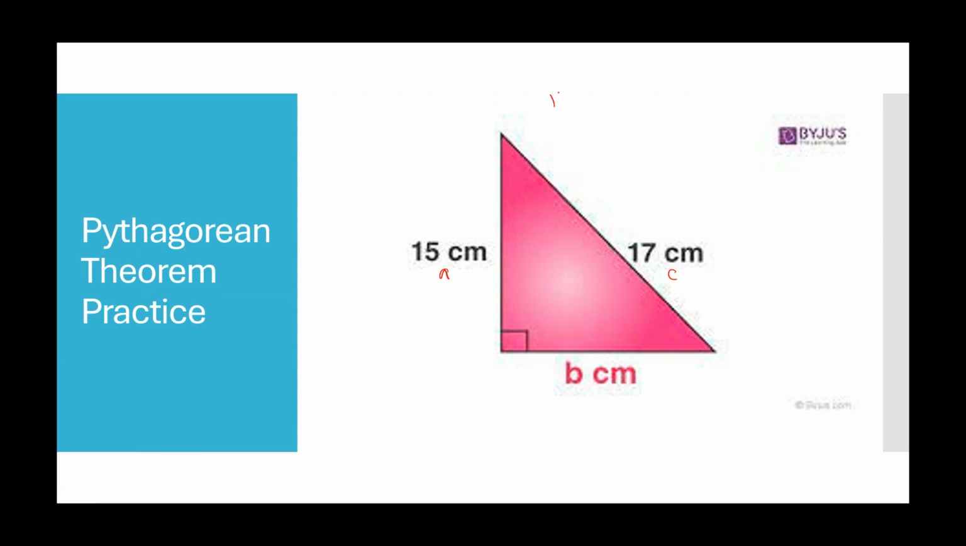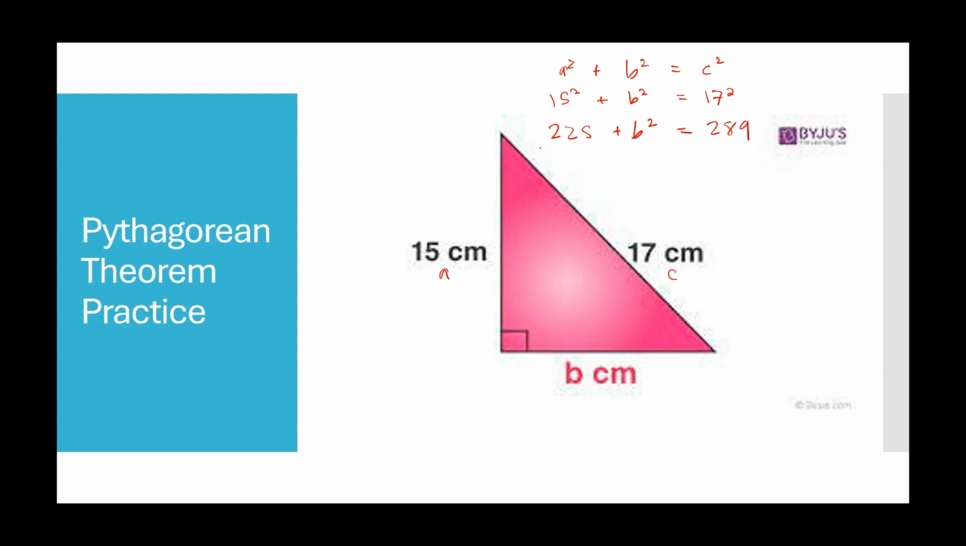So a squared plus b squared equals c squared. Honestly, write it every time. But anyway, 15 squared plus b squared equals 17 squared. And now we're going to see what those numbers really are, right? 15 squared is 225. 17 squared I have to do because I don't know it off the top, 289.